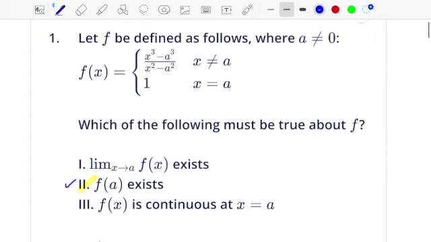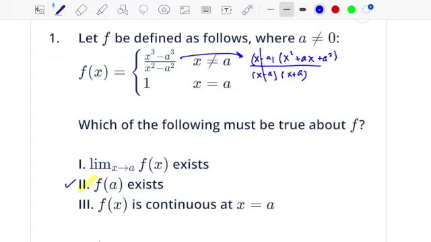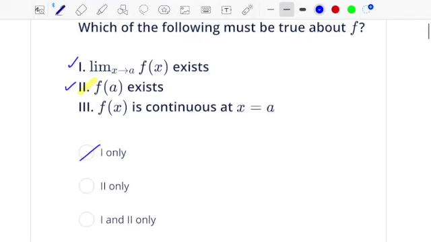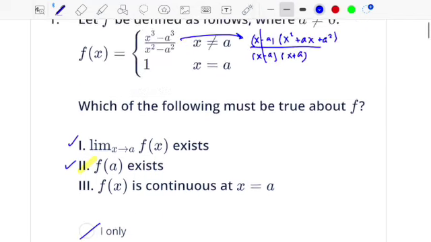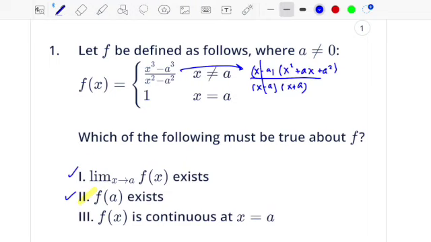Let's see what happens. Now the limit, that I can factor. This is going to be x minus a over x minus a. That's going to leave us with x squared plus ax plus a squared over x plus a, which factors, so that's a hole at x equals a. So that tells us our limit exists. So it's at least 1 and 2. It's not 2 only.